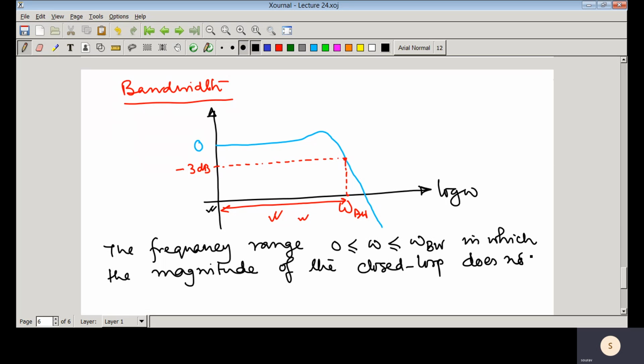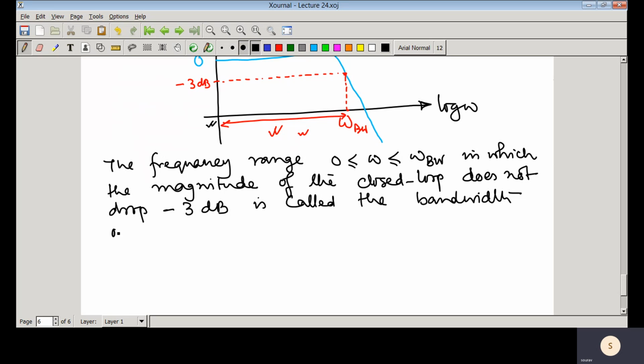does not drop below minus 3 dB. Minus 3 dB, that is 20 log 1 by root 2, is called the bandwidth of the system. So bandwidth of the system means it is the range of frequency up to which the gain is above minus 3 dB.